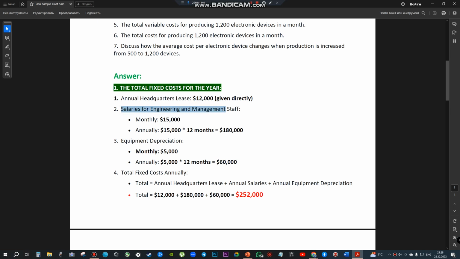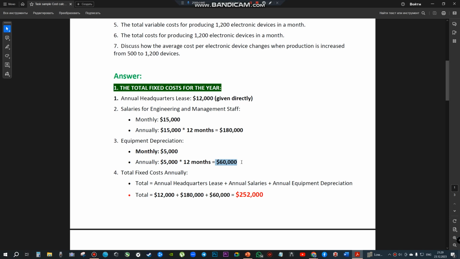However, we know that salaries for engineering management staff are calculated on monthly basis. So in order to understand how much money the company is paying its employees on the annual basis, we have to multiply this number by 12. So in the result, we have $180,000. Equipment depreciation, again, monthly basis. Everything you have to do is just to multiply this number by 12 months. And in result, we have $60,000.